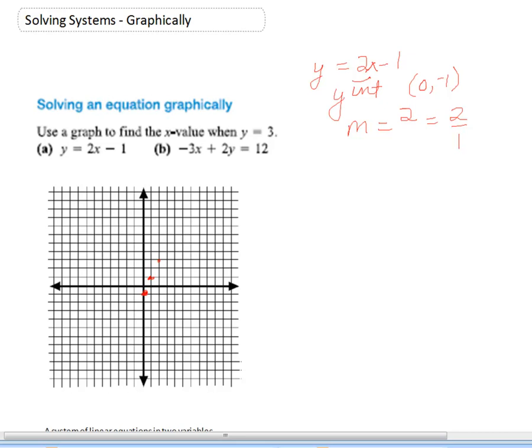So we go up 2 and to the right 1, and up 2 and to the right 1, and up 2 and to the right 1, and that gives us a series of points to help us graph our line. Now let's join that in a line.